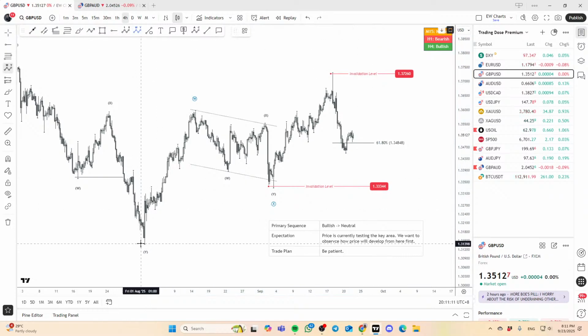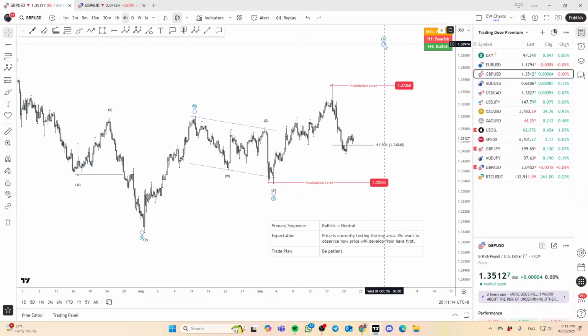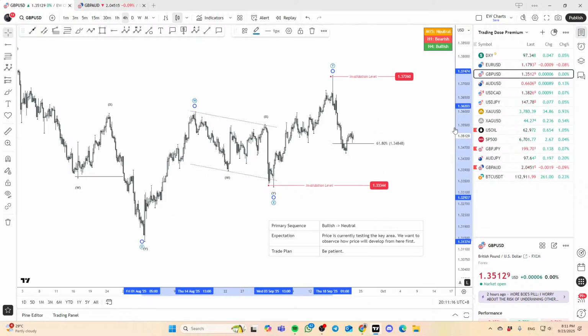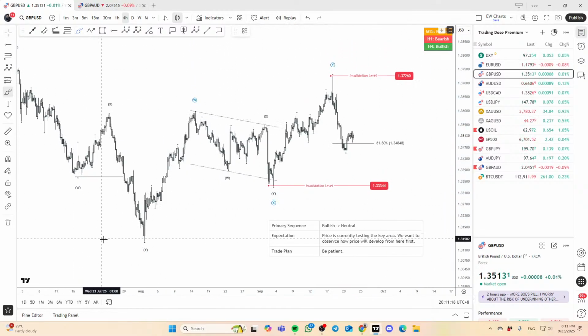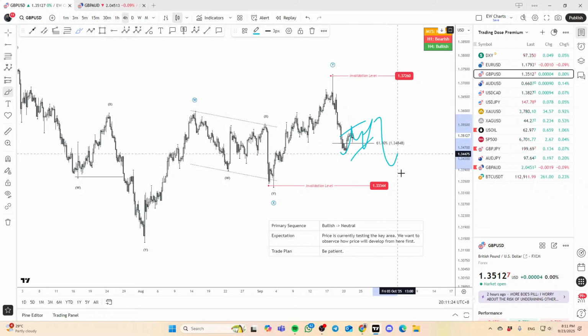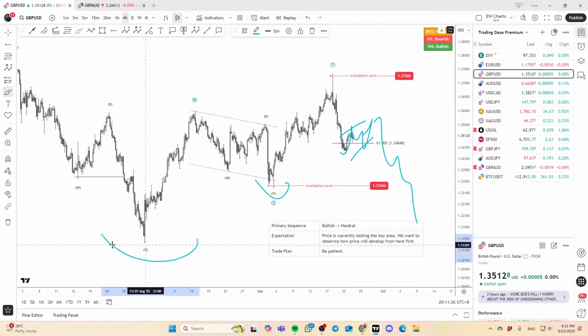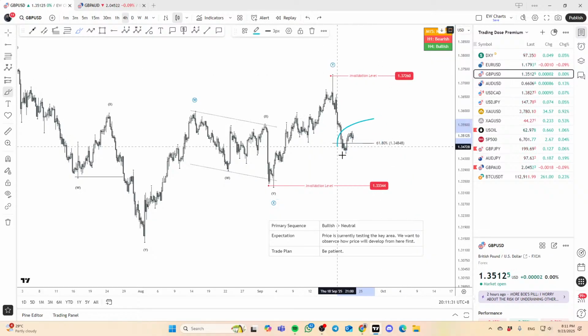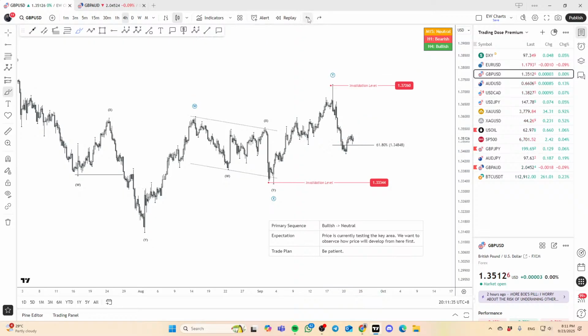And of course, we can also see from that perspective where this WXY has been done, right? So you can see here 1, 2, 3. It can be a completed three-wave structure, which means if this is corrective, this can continue lower, retest this, or even the low here. Okay, so that's one scenario.